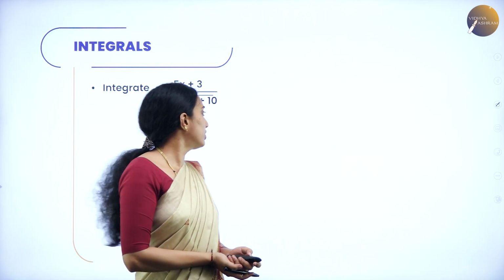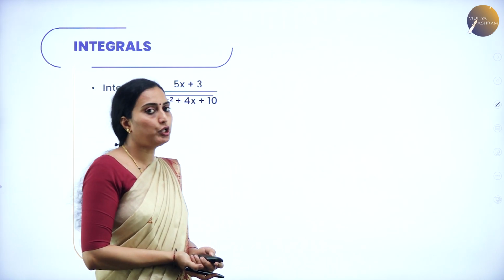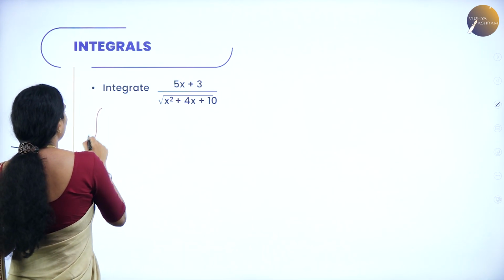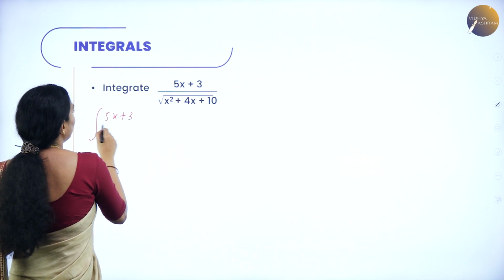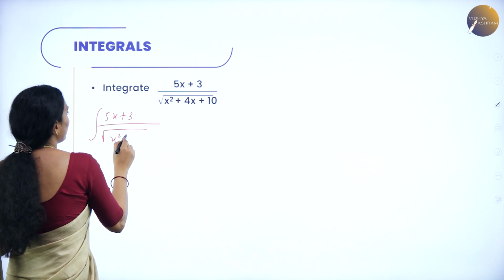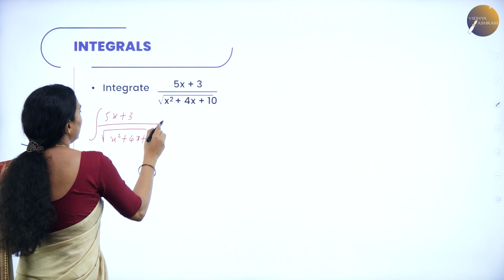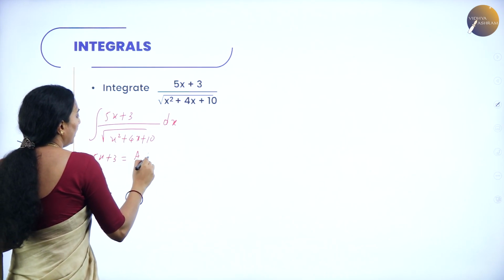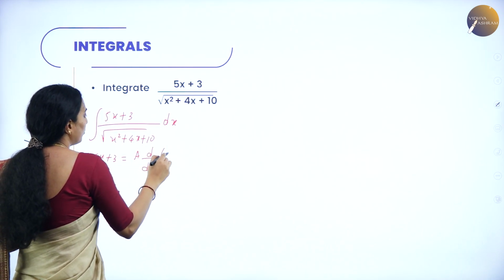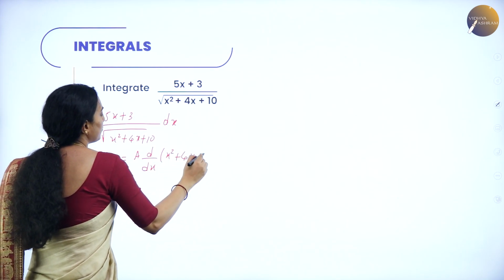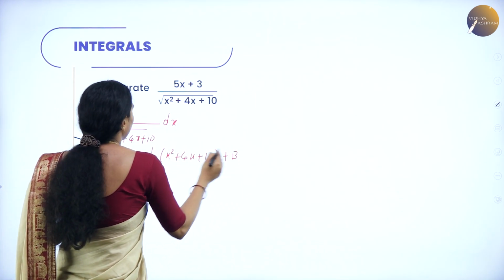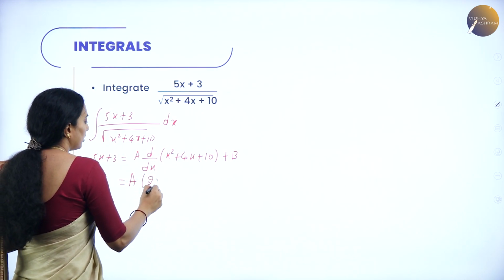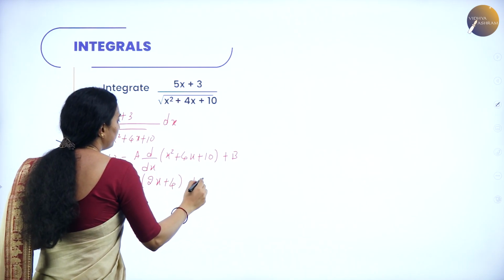Now the derivative of the denominator is 2x plus 4, which is not the numerator. So writing the numerator in what form? First write it symbolically: integral of (5x plus 3) divided by under the root of x squared plus 4x plus 10, into dx. Now 5x plus 3 can be written as a into d by dx of the denominator without the root, x squared plus 4x plus 10, plus b. Now this will become a into (2x plus 4) plus b.